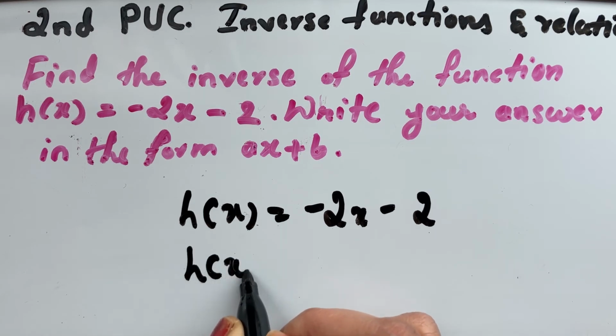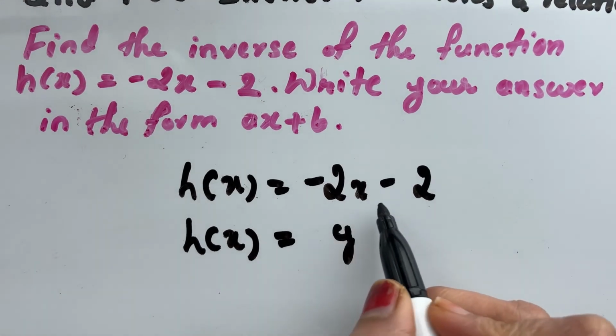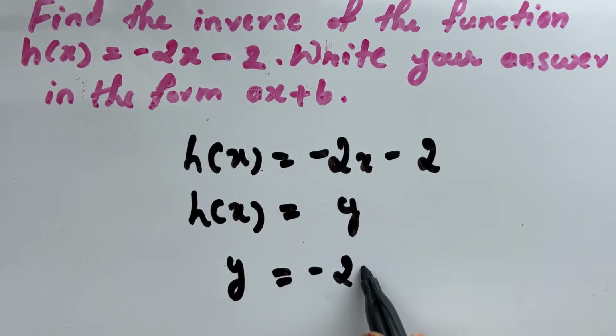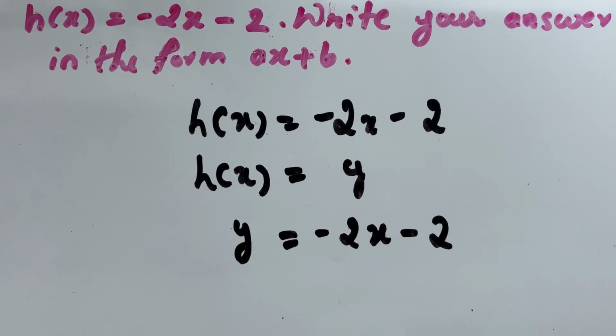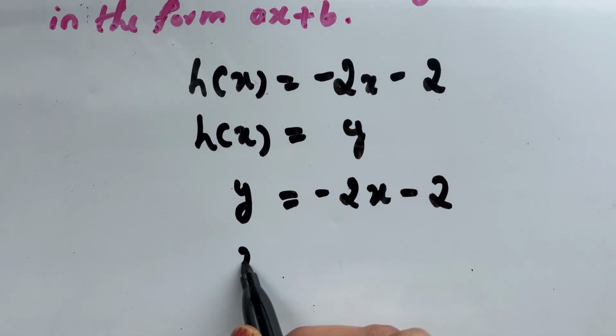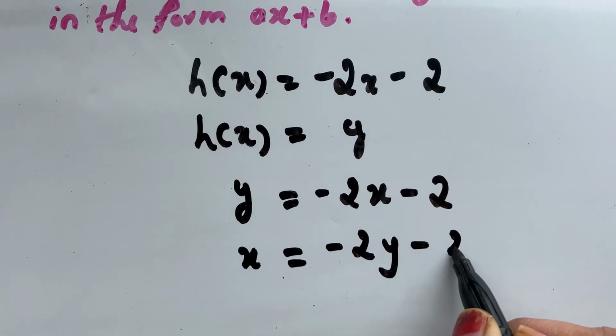We have to take h of x is equal to y. So our output y is nothing but negative 2x minus 2. Next step, swap x and y. That means in place of y you have to write x, and in place of x you have to write y.